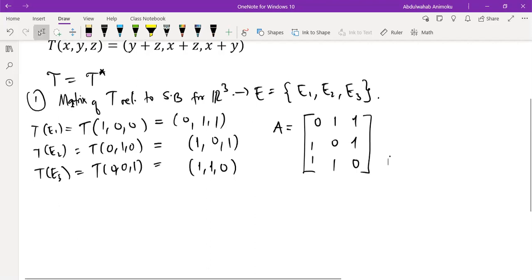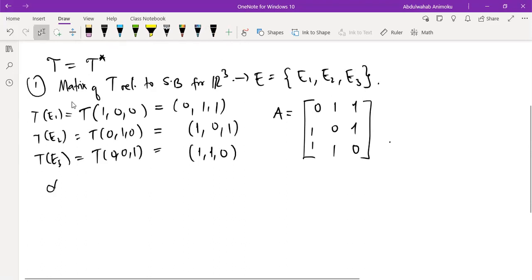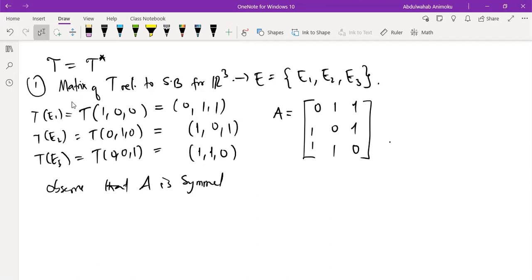Now, when you look at this, you quickly observe that A is symmetric. When this happens, this basically means T must be equal to T star, which implies that T is self-adjoint. Okay, very cool.